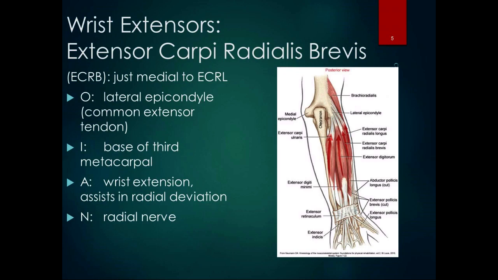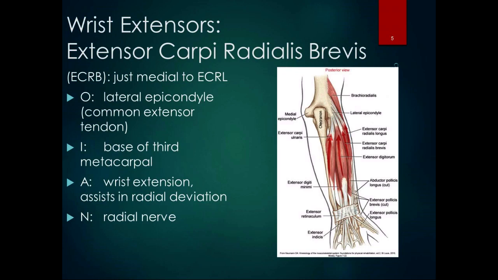Extensor carpi radialis brevis, or for short, ECRB. It's just medial to the extensor carpi radialis longus. So wrist muscles, gotta love them. They tell you what they do. Extensor, it extends. Carpi, the wrist, it's on the radial side, and it's the short one of those two. So we know right away it does wrist extension and radial deviation.